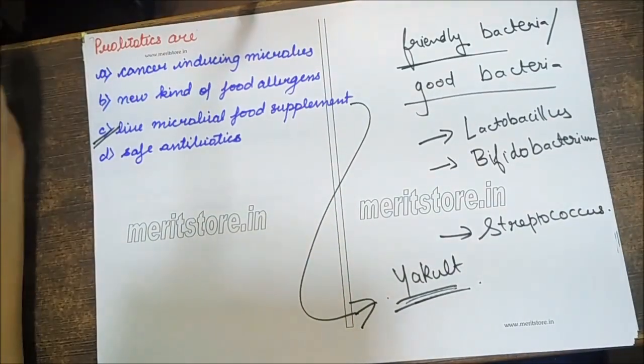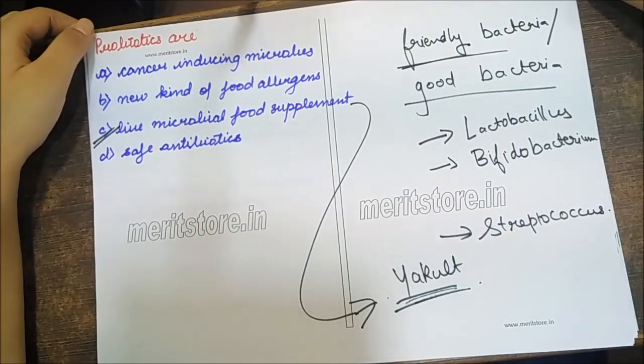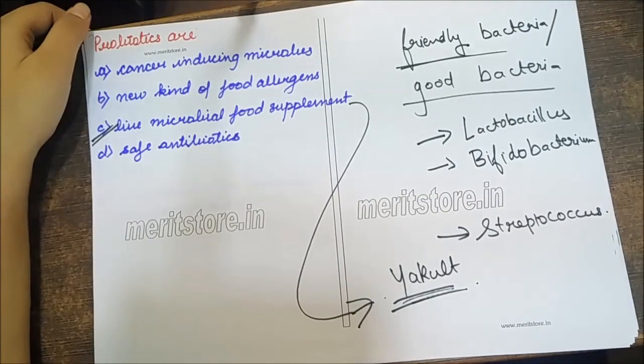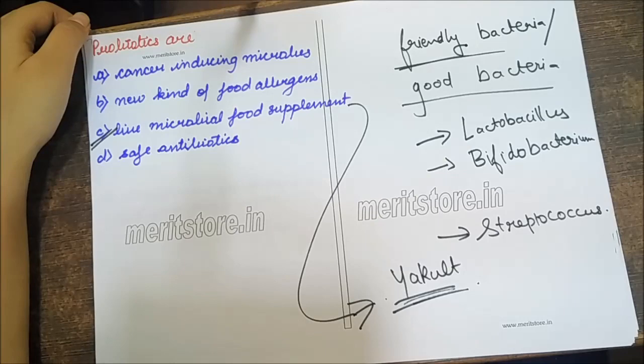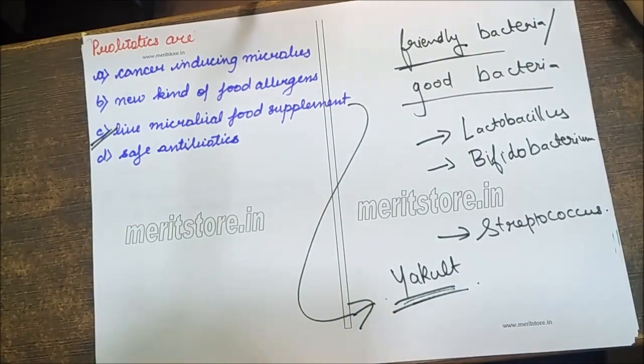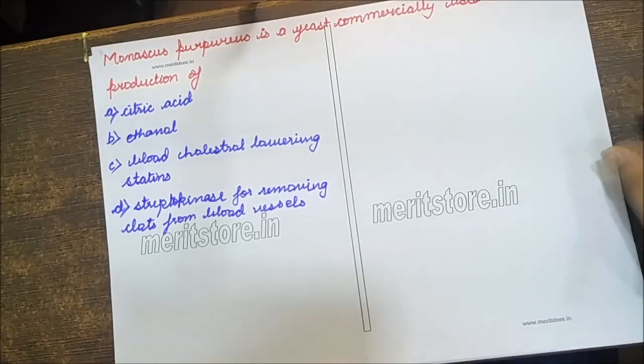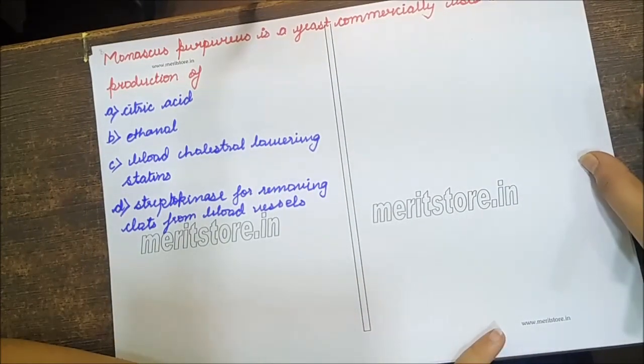These are also known as friendly bacteria and good bacteria, which is very good for your health, intestines, and also pancreas. Lactobacillus, Bifidobacterium, and Streptococcus are present in probiotics. And let's move on to the next question.